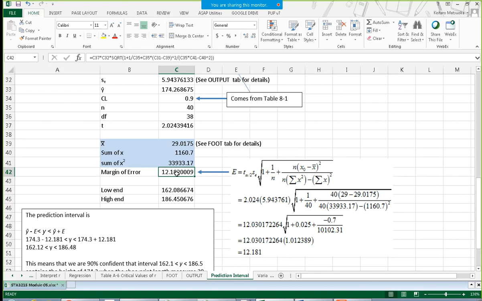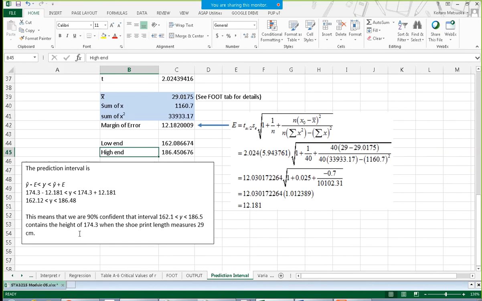And if you have the margin of error, you use this and then this to get the prediction interval. So 174 minus 12, 174 plus 12, essentially. So if you have E and if you have Y hat, you can figure out the prediction interval, like so down here. Okay.